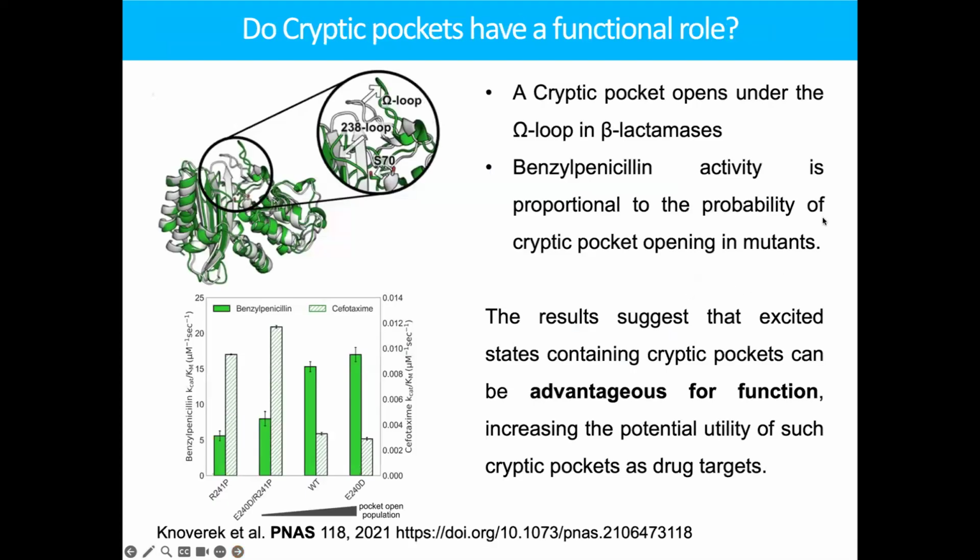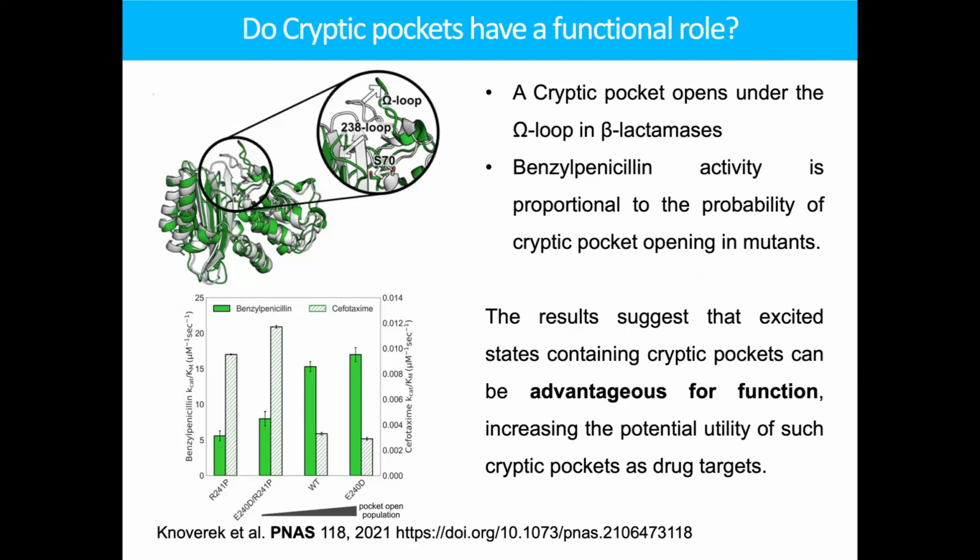So an important question is, do the cryptic pockets have a functional role? There are some reports in the literature, for instance, this report from Novacek et al. 2021, where they've seen that a cryptic pocket opens under the omega loop of beta-lactamases, and the results suggest that excited states containing cryptic pockets can be advantageous for function. So actually, these are functionally important.